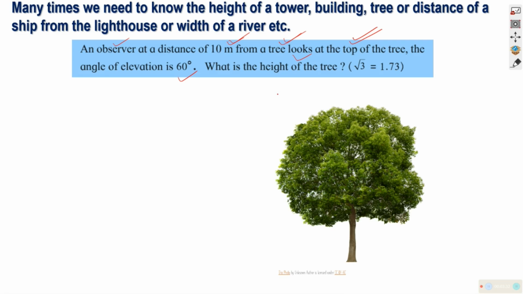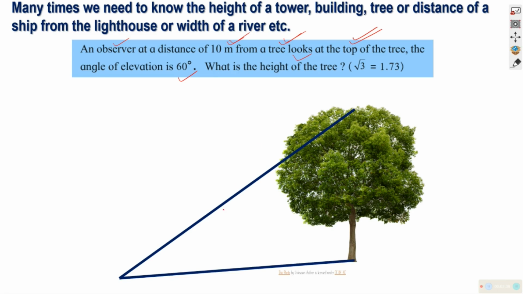The same situation is given here. This is the tree. This is the observer observing the top of the tree. And this is the distance from the tree. This is the angle of elevation which is given as 60 degrees. This is the line of vision. What we can do? We have to find out the height of the tree. Understood? In this kind of situation, by drawing this kind of figures, you can solve the situation.